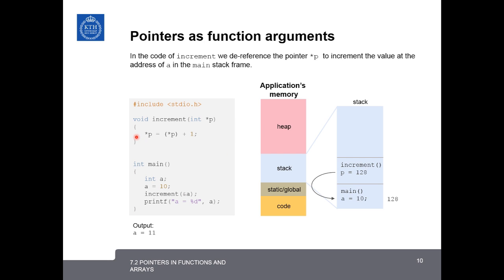Now inside of increment, we execute the following command, where the value at the memory location pointed at by p is equal to the value at the memory location pointed at by p plus 1. So this manipulates the value at 128 so that it's now 11, and then increment is popped off of the stack and we go to printf, and the output becomes 11. Using call by reference is very helpful because it saves us time and memory by avoiding copying large variables from one function to another.